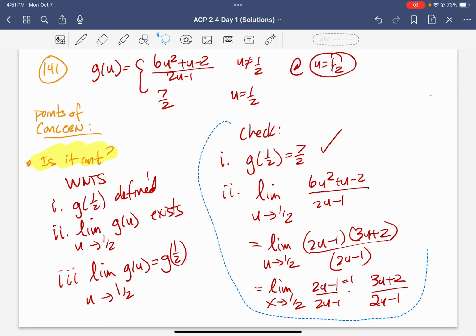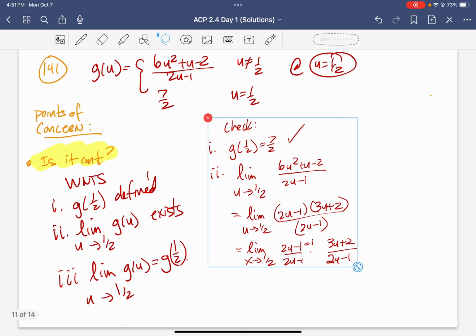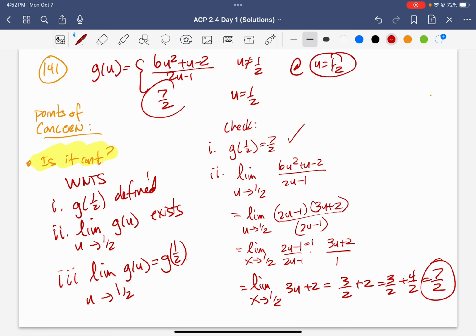And if I can make this smaller and give myself some more room, resize, okay. That's just going to be the limit as x goes to 1/2 of, oh no, this one's not here anymore because it's over 1, right? Over 1, and so you get 3u plus 2. When you put in a half, that's 3/2 plus 2, right? But 2 is the same as 4/2. So it turns out to be 7/2. Well, look at that. So then we say 3.